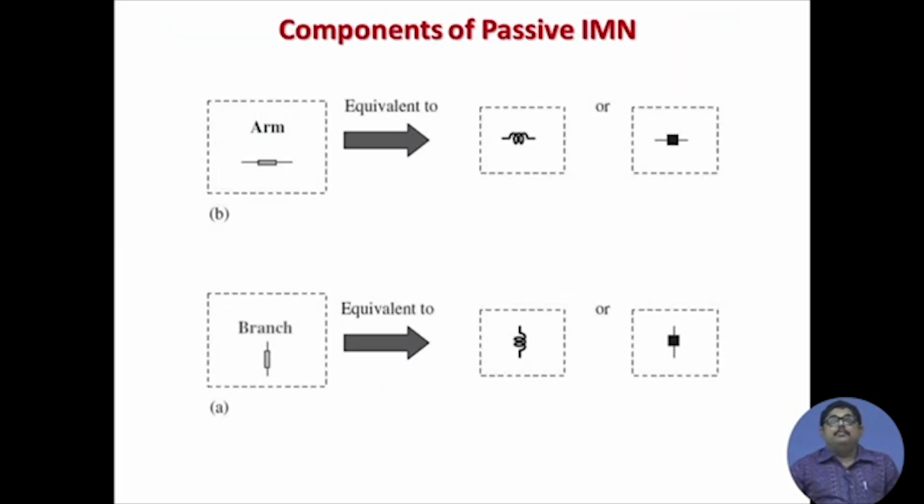Now, let us come to the passive IMN design. There are various terms in the terminology. An arm generally means a series element, so it can be an inductor or a capacitor. Arm means a series arm, and branch means a parallel branch, which may also be L and C. So, you can have either an inductor or a capacitor in series, an inductor or capacitor in a branch, etc., various combinations of that.